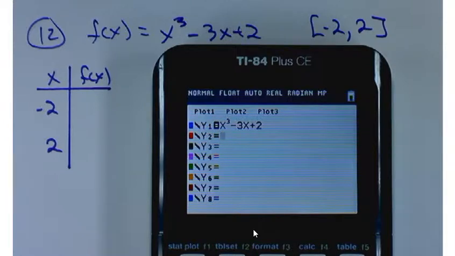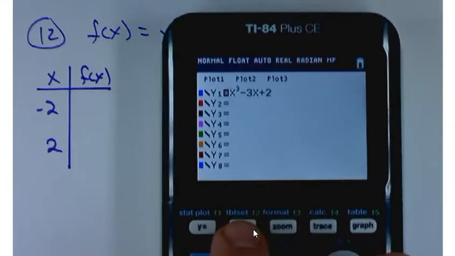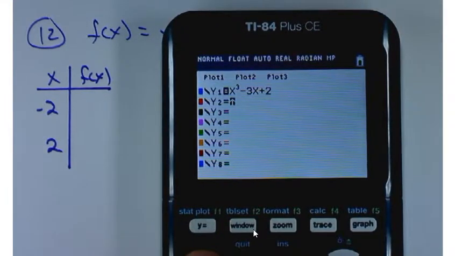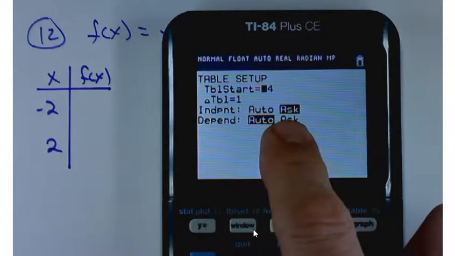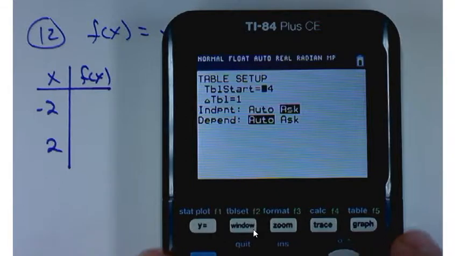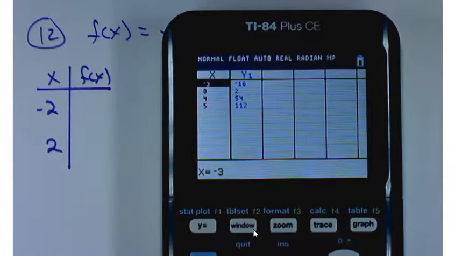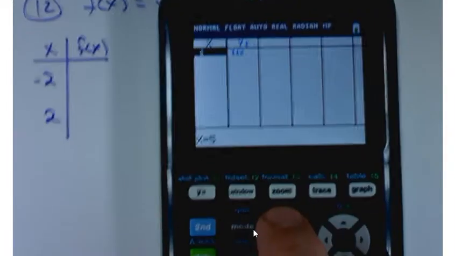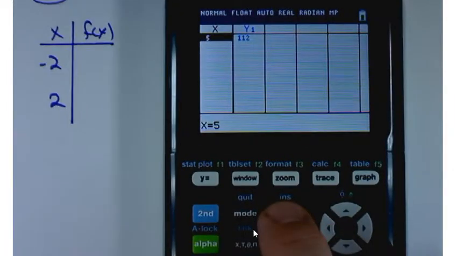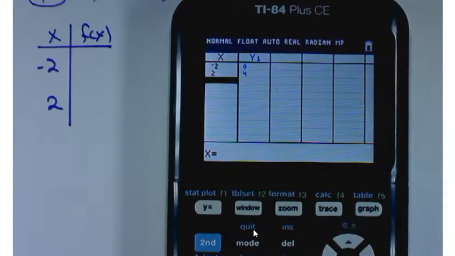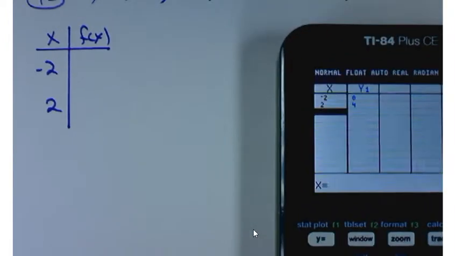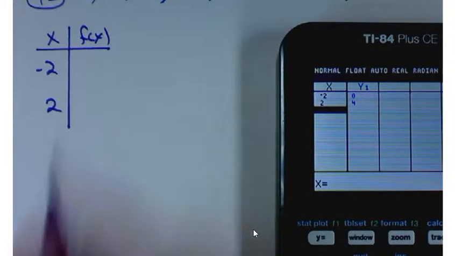And hopefully you still have your table set up the right way. So if you want to check it, you can hit second and then the window key. Make sure that the independent variable is set to ask. And with that, we can go to our table, second and the graph key. Let's delete all the things here with the delete key. And just type in -2 and 2. And we get the y values here, right?